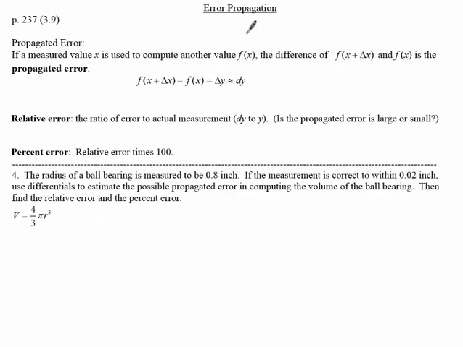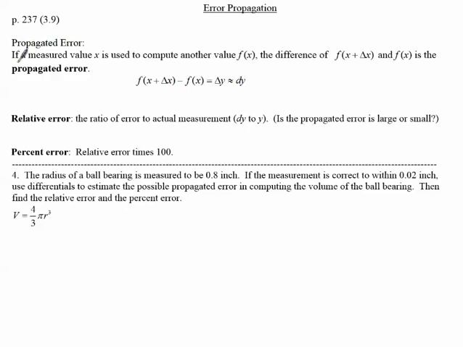Error propagation. Physicists and engineers tend to make liberal use of the approximation of delta y by dy. One way this occurs in practice is in the estimation of errors propagated by physical measuring devices, because nothing's perfect, so there's going to be an error when we measure.